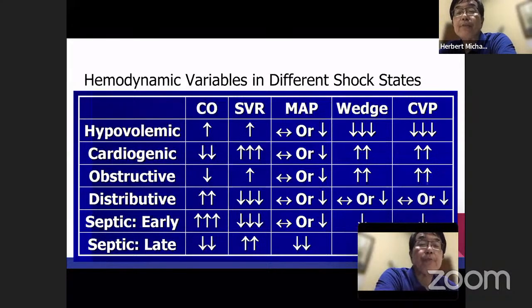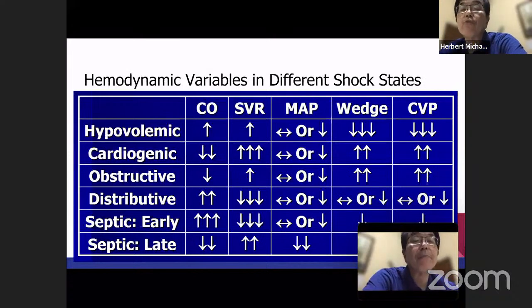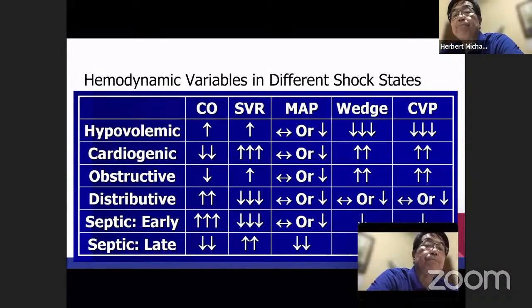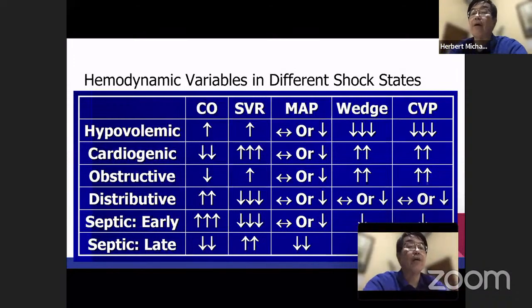Patients with distributive shock, you would have a decrease in systemic vascular resistance because your patients have bounding pulses, and you would have an increase in cardiac output. And of course, your CVP can still be normal or decreased. In early parts of septic shock, it will be almost similar to the distributive shock. And in the late part of septic shock, it will be almost similar to the cardiogenic shock.